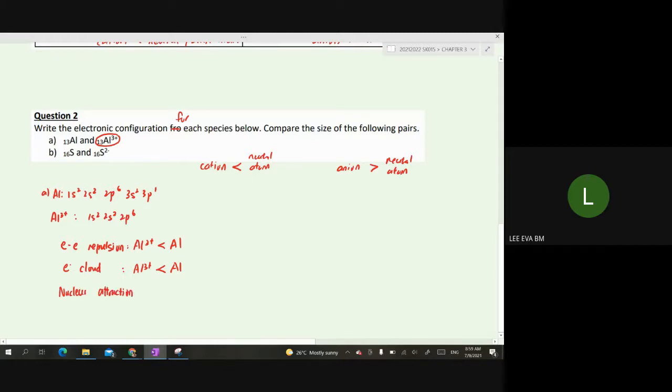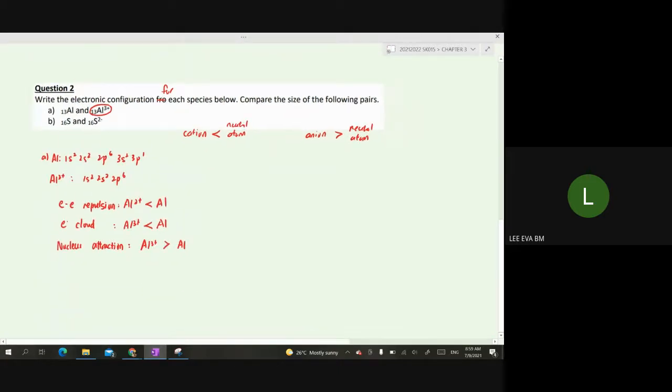How about the nucleus attraction? Does it become stronger or weaker? Stronger. Okay, therefore the size, which one is smaller? The ionic size of Al3+, because the attraction is stronger, so the ionic size will be smaller than the original neutral parent atom.